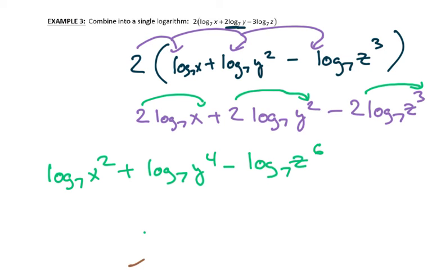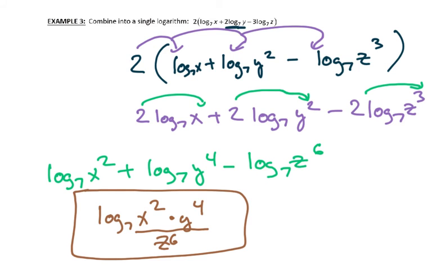Again, at the end, we said addition is multiplication, subtraction is division. So this concludes with log base 7 of x squared times y to the 4th over z to the 6. Cool. And that's my answer. So let's look at the next page.